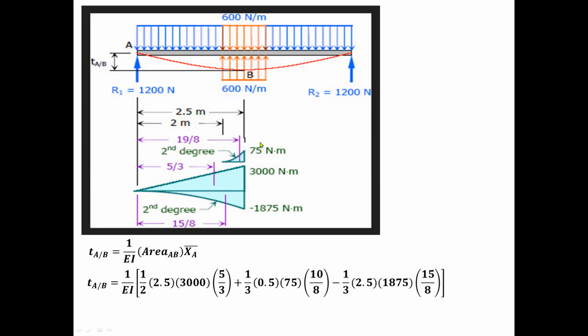Kasi nga, nag-iba na yung degree eh. Sundan lang natin yung napag-aralan natin sa moment diagram, sa shear and moment diagram. Kung ano yung concept doon, gamitin nyo rin dito. So, mahanap natin dito ang TA/B. And this is going to be the value for our EI at midspan, 3,350 Newton cubic meter.